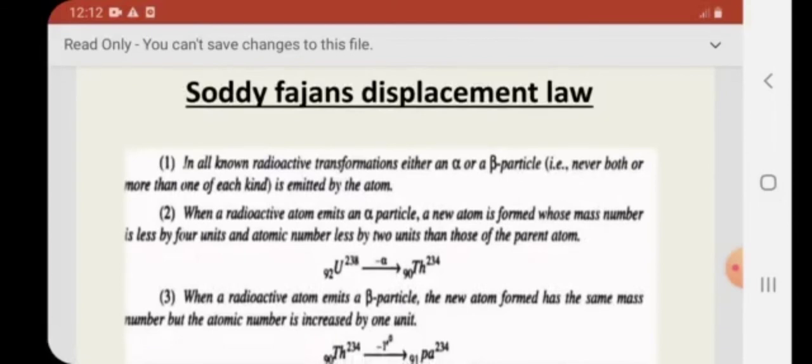Soddy-Fajans displacement law. In all known radioactive transformations, either an alpha or a beta particle is emitted by the atom. When a radioactive atom emits an alpha particle, a new atom is formed whose mass number is less by 4 units and atomic number less by 2 units than that of the parent atom. When a radioactive atom emits a beta particle, the new atom formed has the same mass number, but the atomic number is increased by 1 unit.